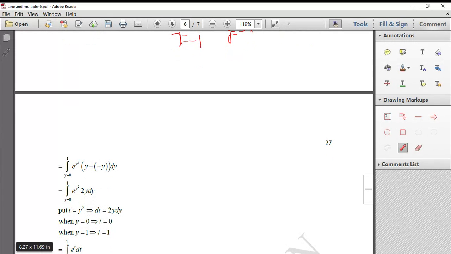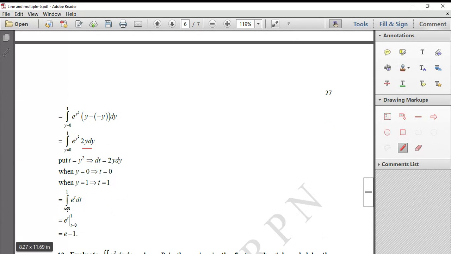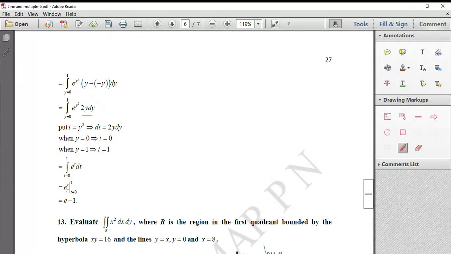Now we can integrate this very easily by substitution method. Put t is equal to y square, then your dt will be 2y dy, and the limit also, when y is 0, t is also 0. When y is 1, t is 1 square, which is 1. So the limit changes from 0 to 1, e to the power of t dt. But integral of e to the power of t is e to the power of t, and the limit is from 0 to 1. You will get e to the power of 1 minus e to the power of 0, which is 1. So this is the answer.